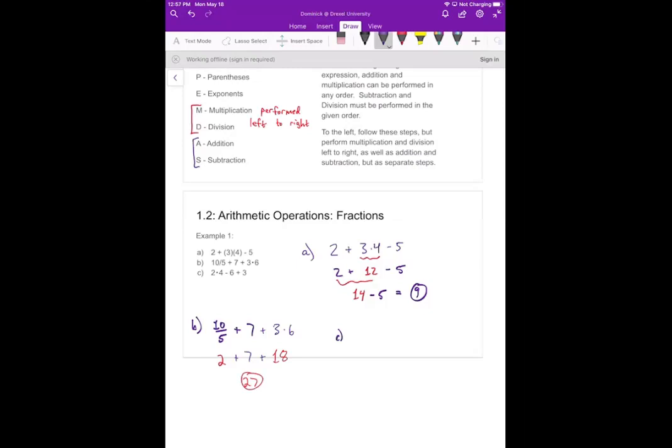We have 2 times 4, of course, which is 8, minus 6 plus 3. And if we do this from left to right, we're going to get a 2 plus 3. So when all is said and done, we'll get a 5 there. All right, so just be careful when you're doing your PEMDAS that you treat multiplication and division together.